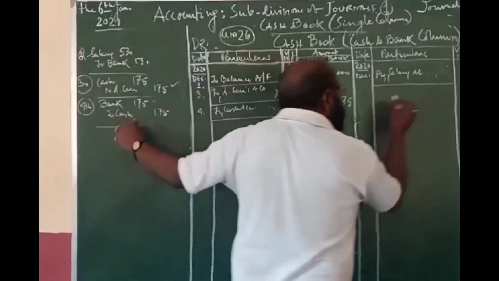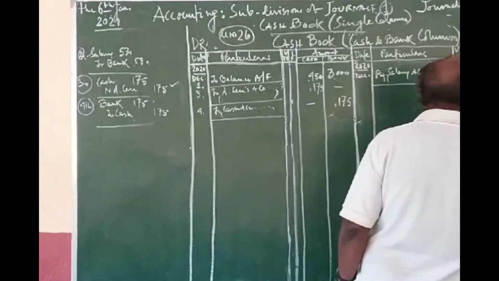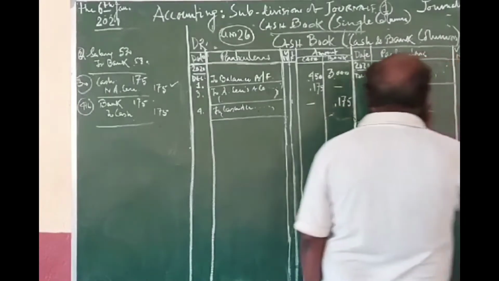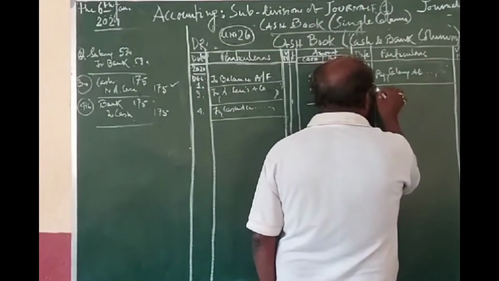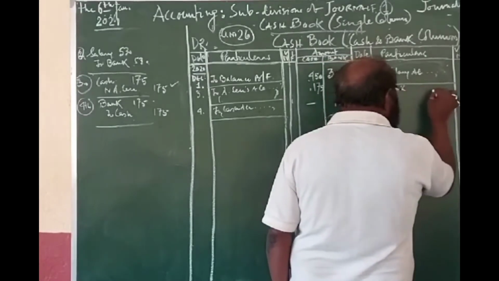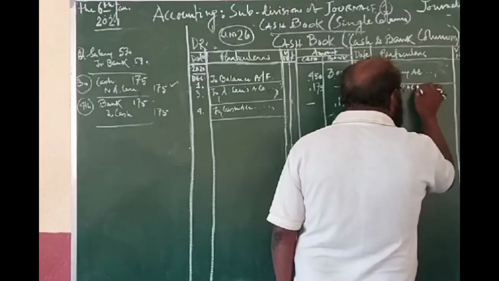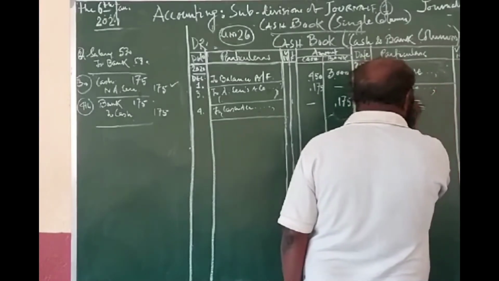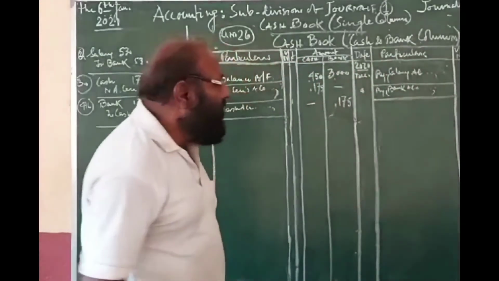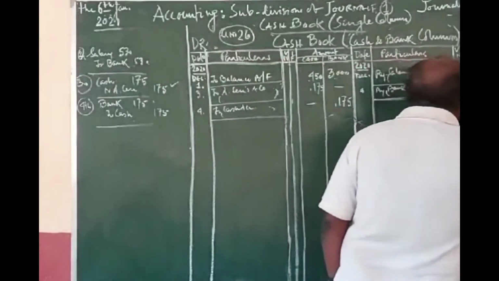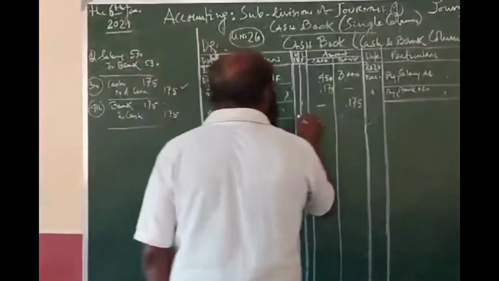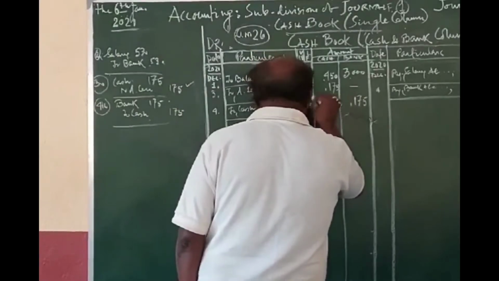So where should we write? In the cash account, on the credit side: by bank. What should be the narration? Being the amount deposited into bank. Clear? And this is known as a contra entry. So in the ledger folio, we should write C. Then it is the same folio. Okay?